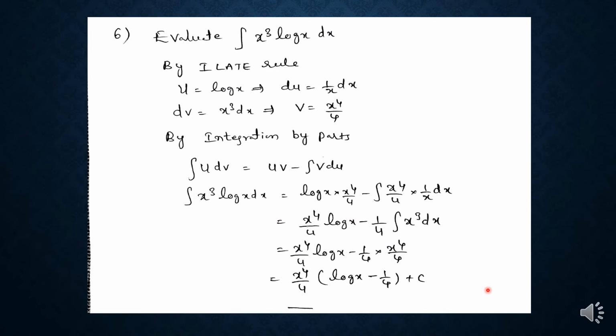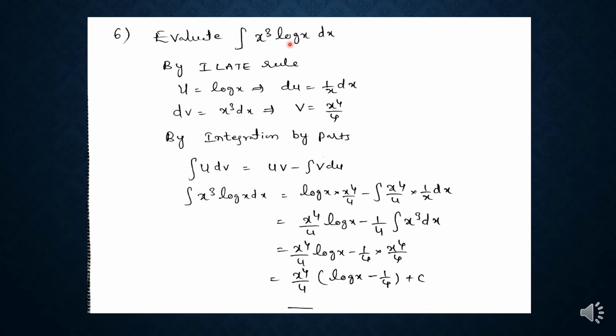Evaluate integral x cube into log x dx. Here we can see the product of two functions. One function is x cube and the second function is log x. By Euler rule, here we have an algebraic function and a logarithmic function. Between the algebraic and logarithmic functions, the logarithmic function comes first in Euler rule.